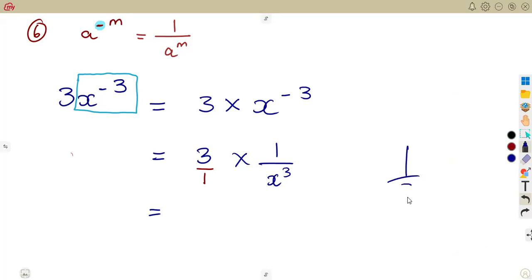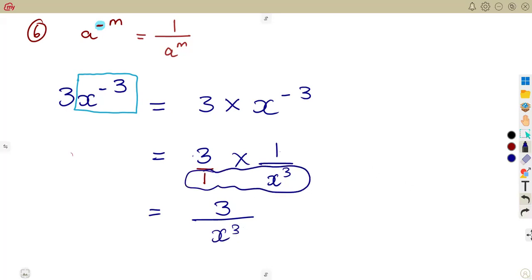not here. It is not 1 over 3, no. The 3 is on top. So it's going to be 3 times 1. Remember multiplication, guys. You multiply numerator to the numerator. So that's 3 over 1 times x to the exponent of 3. That is x to the exponent of 3. The denominator to the denominator.